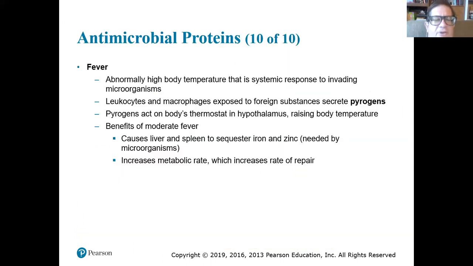Now let's talk about fever. Why would we want a fever? Because if the body temperature is too high, it can interfere with the bacteria's ability to reproduce itself.